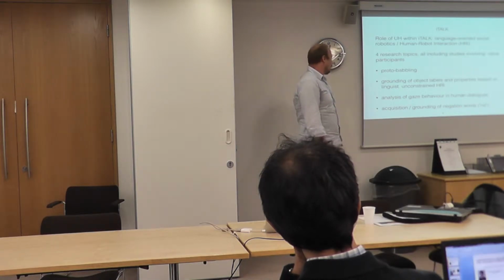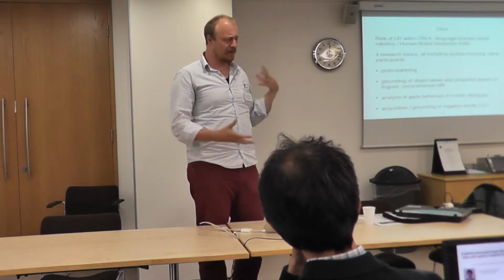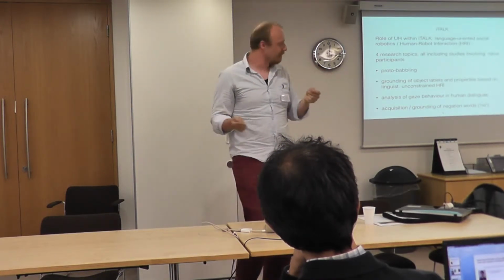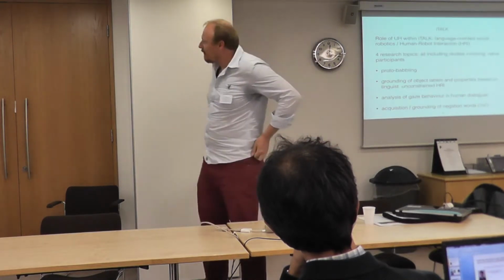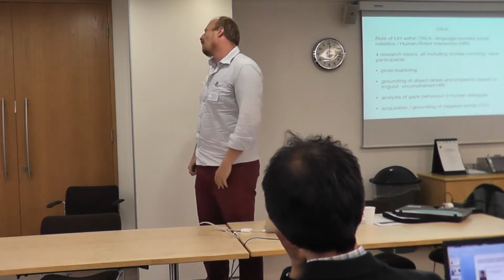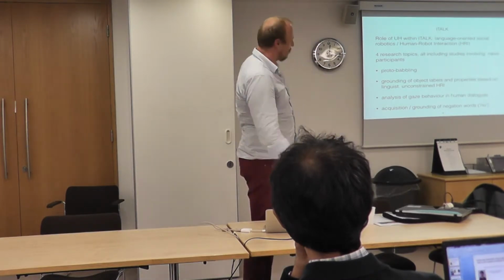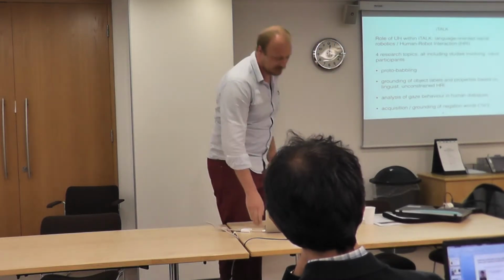From my perspective, we had four big topics. The first one was proto-babbling, which I'm not going to speak about. How can a robot acquire syllabic structures from exposure to language? The second one I'm going to talk about is the grounding of object labels. That was my other supervisor who did that kind of work. The third one is analysis of gaze behavior. I'm also not going to talk about that one today. And the fourth one was the stuff I did in my PhD, the grounding of negation, something that's utterly intangible.